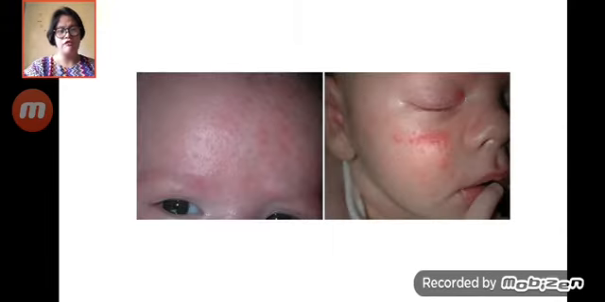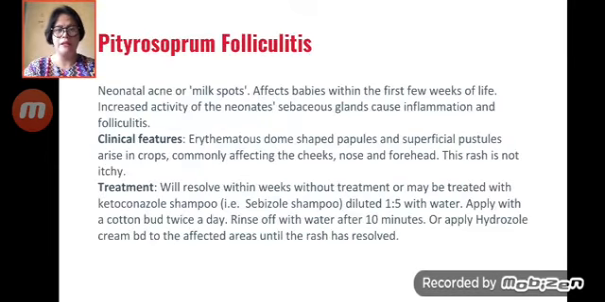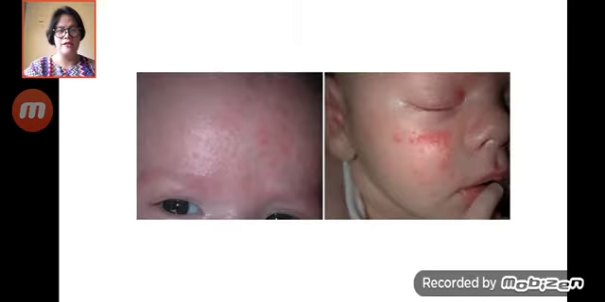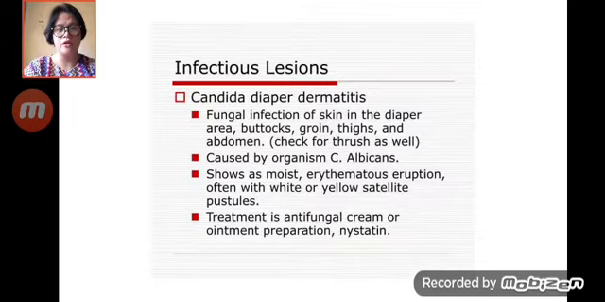So this one is the visual presentation of that kind of skin disease. Okay, what again is that one? The pityrosporum folliculitis. As you can see from the face of the neonate, it has formed into clusters. On the left side, it appears on his forehead, and the other one is on the cheek.